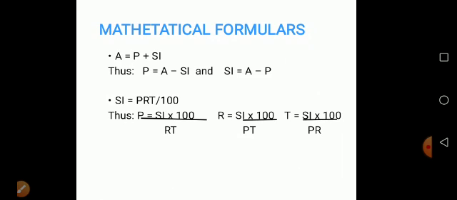Then the second mathematical formula you should take note of is simple interest equals PRT over 100, which is principal times rate times time divided by 100. Thus, we can say principal is equal to simple interest times 100 over RT. So PRT there, take note. Rate is equal to simple interest times 100 over PT. Take note, PRT. Then time is equal to simple interest times 100 over PR.